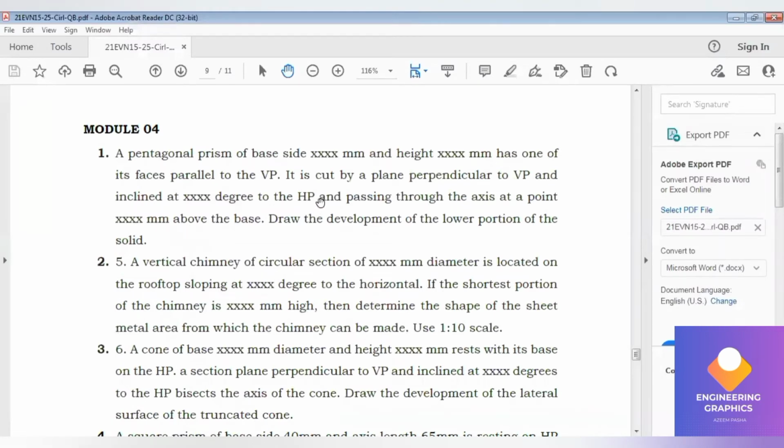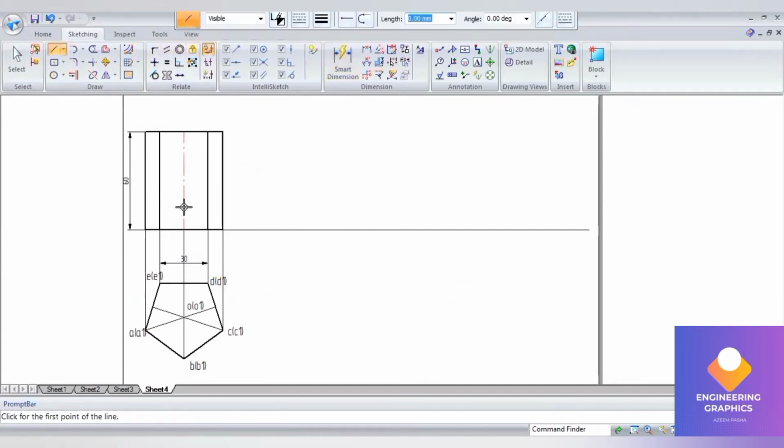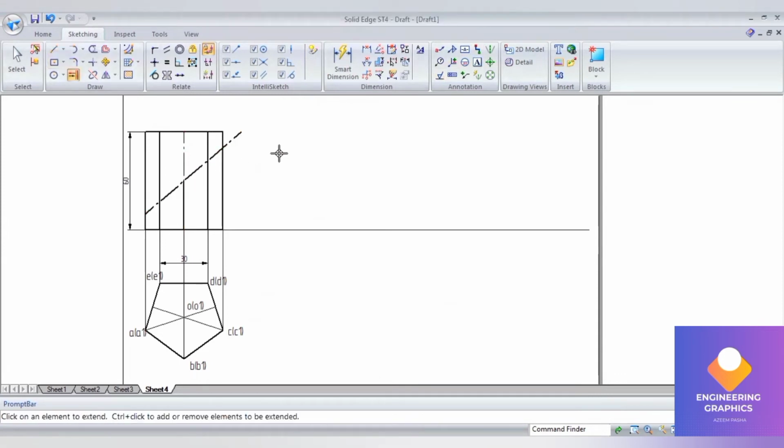Now it is cut by a plane perpendicular to VP, inclined at dash degree to HP and passing through the axis at a point above the HP. So from the bottom face, I'll be considering a distance of some 30 mm. And here I'll be drawing an angle line from the middle point of it. Okay. So here randomly we can choose the angle. I'll choose the angle 40 degrees. And construct the cut plane, and then you can extend this cut plane so that it is showing where it will be cut.